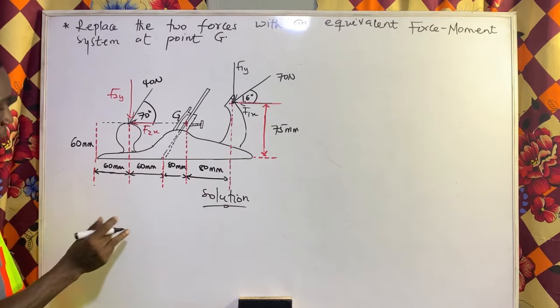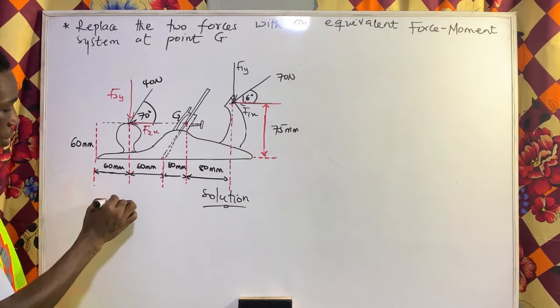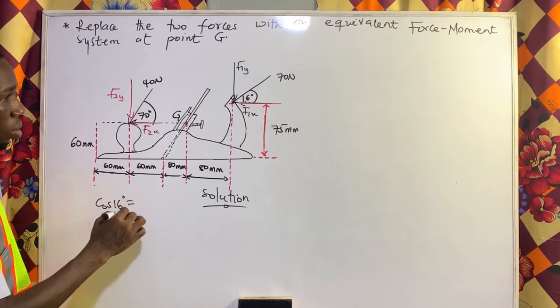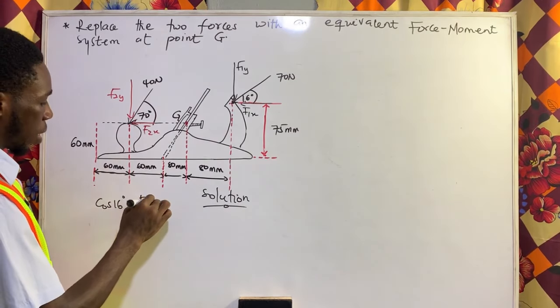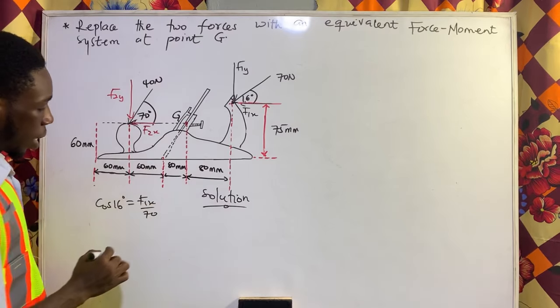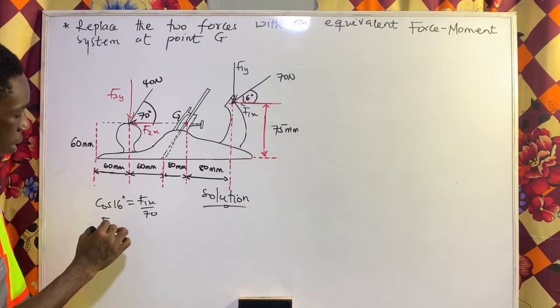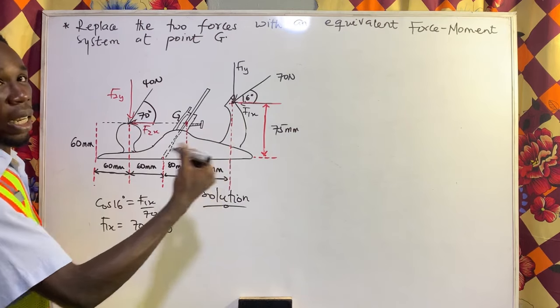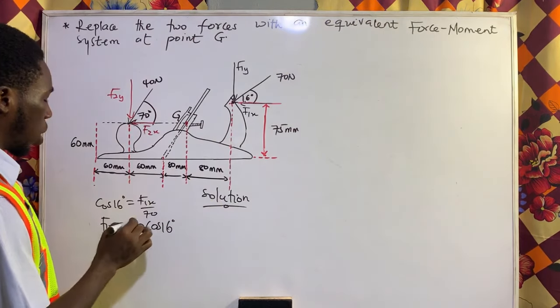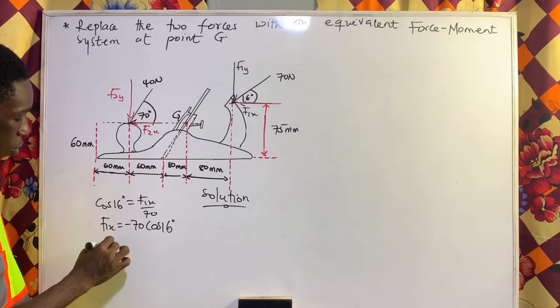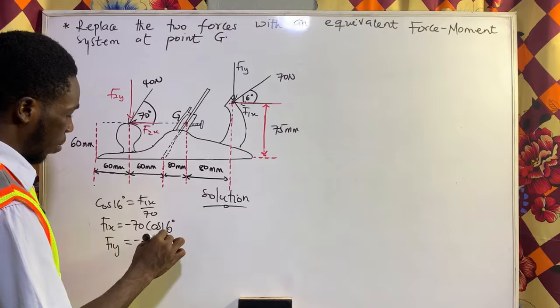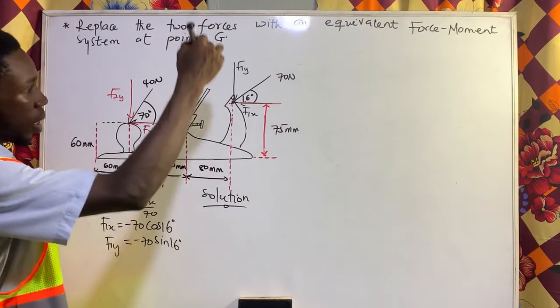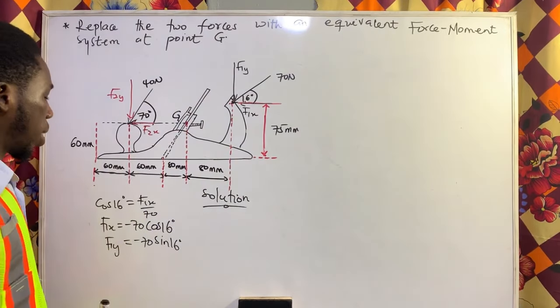So let's take cosine of the angle. We are going to have cosine of 60 degrees equal to F1x over 70, right? So we're going to have F1x equal to 70 cosine of 60 degrees. But you notice that it is pointing in the negative x-axis direction, so that is negative. So let's find F1y. That is also minus 70 sine 60 degrees. It is pointing downwards, negative y-axis direction.